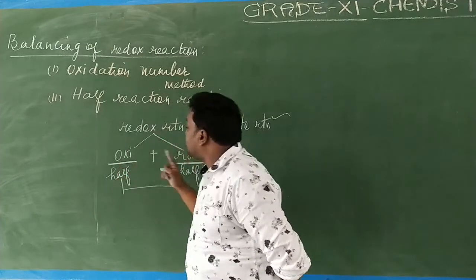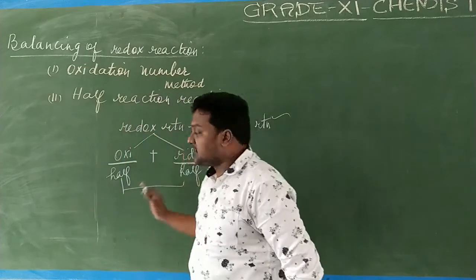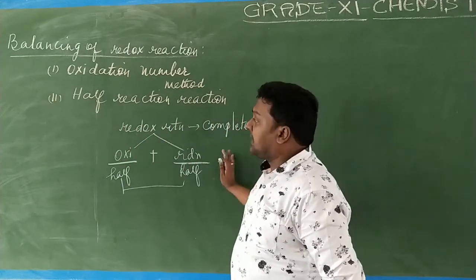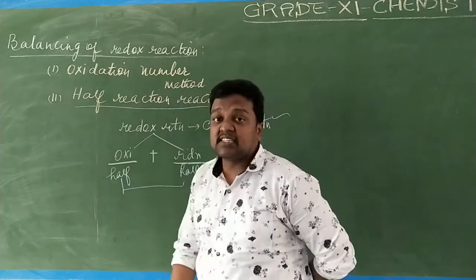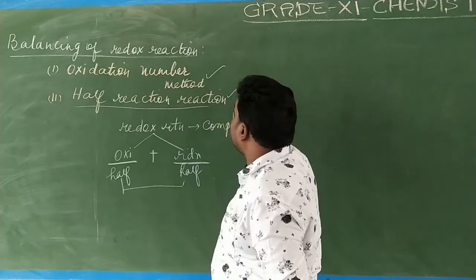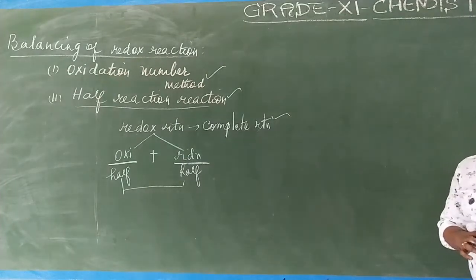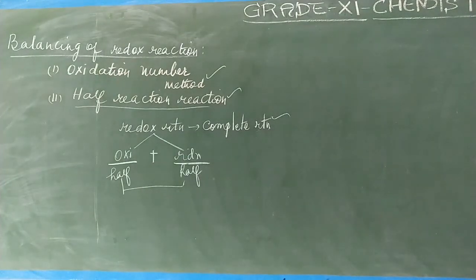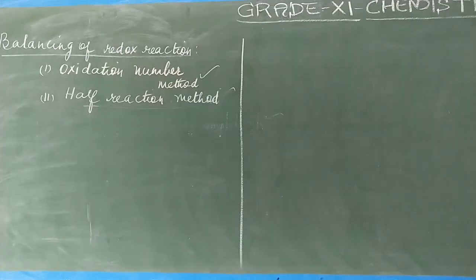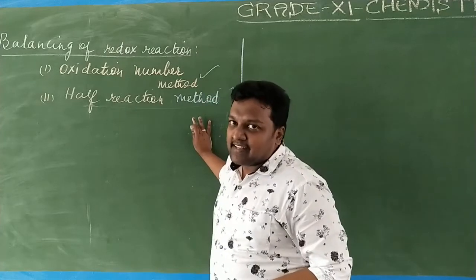Then you balance the half reactions. So the first half reaction is the oxidation reaction, the second half reaction is the reduction reaction, the half reactions which are mentioned in the redox reaction. So we have 2 methods: one is the oxidation number method, the other one is the half reaction method. Now we will see the reactions. Today we will be seeing both the methods, how to balance the redox reaction.